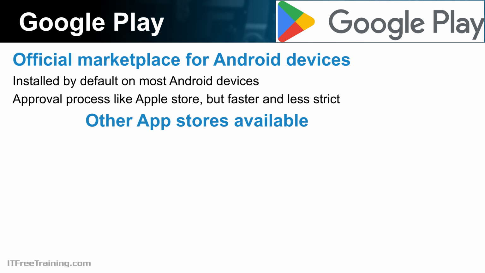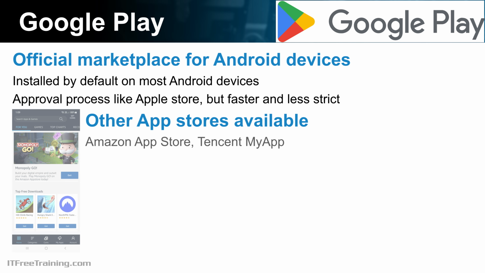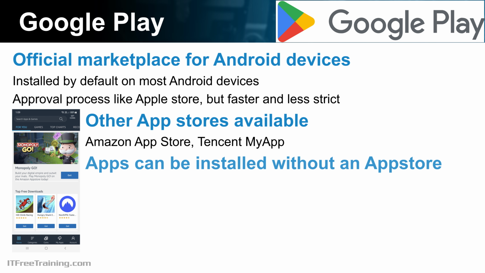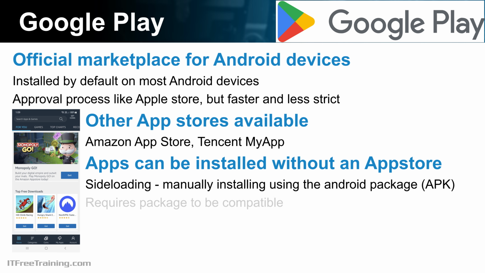There are other application stores that are available. Outside China, usually Google Play will be installed. On Android devices, apps can be installed without an app store. You can download an app without an app store and install it manually in a process called side loading. This does require the package to be compatible with the device. App stores automatically provide a compatible package, so you don't have to worry about it.